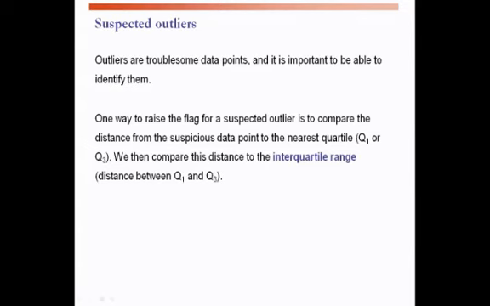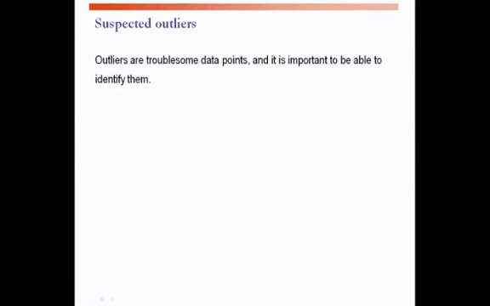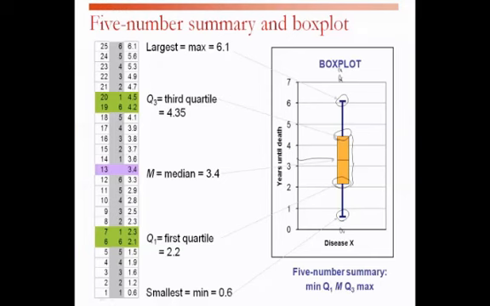So one way to do that is through this interquartile range. What is interquartile range? Let me go back to our box plot. Interquartile range is basically this distance from this edge to this edge. The difference between the third quartile and the first quartile. In this case, Q3 minus Q1, which is 4.35 minus 2.2, which is 2.15. That's your interquartile range.